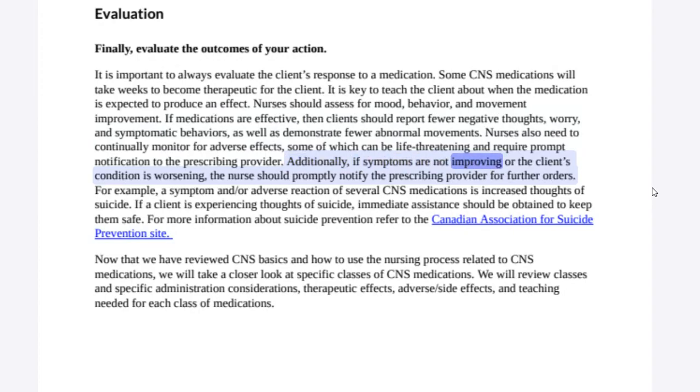Additionally, if symptoms are not improving or the client's condition is worsening, the nurse should promptly notify the prescribing provider for further orders. For example, a symptom and/or adverse reaction of several CNS medications is increased thoughts of suicide. If a client is experiencing thoughts of suicide, immediate assistance should be obtained to keep them safe. For more information about suicide prevention, refer to the Canadian Association for Suicide Prevention site.